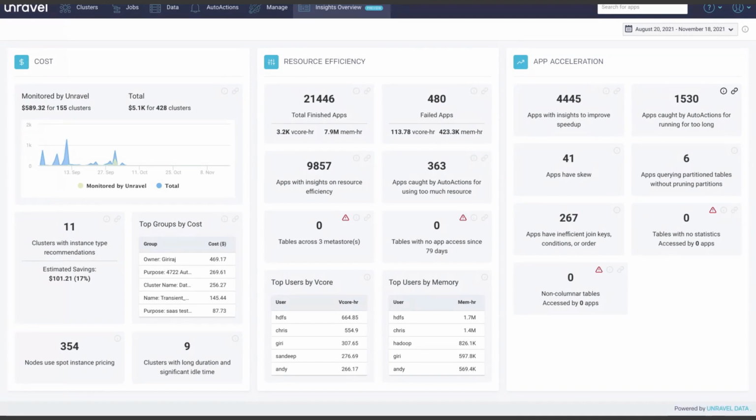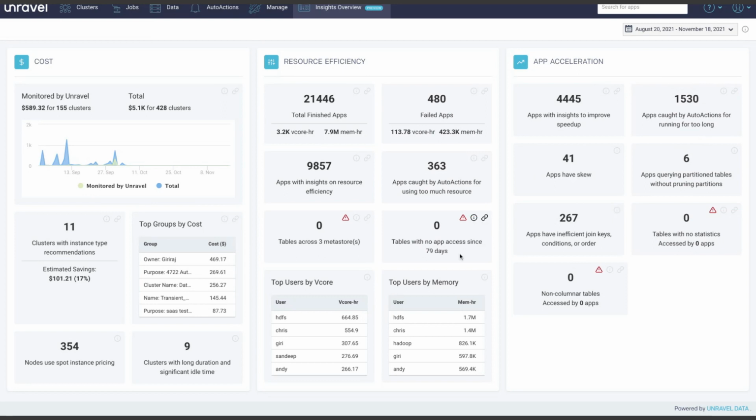And then from an app perspective, we have those optimizations that we've talked about from the beginning, and being able to make recommendations about improving the efficiency of the app with respect to speeding up your applications. That translates into seconds or minutes used on the cluster, which directly relates to your cost profiles, as well as any auto actions that we might be recommending for jobs that are taking too long, or if there are any inefficiencies in your SQL statements. So join keys or join conditions are identified as well under the app acceleration.